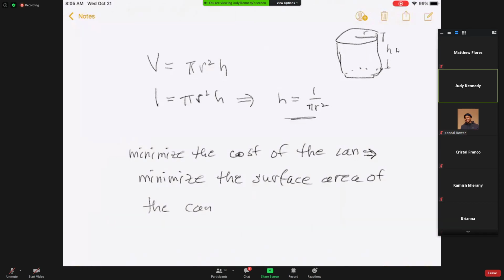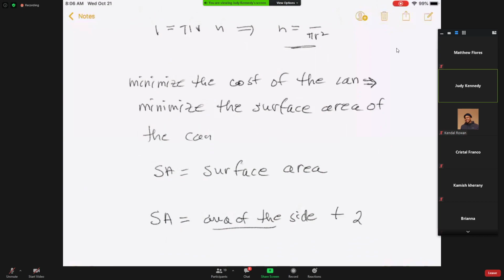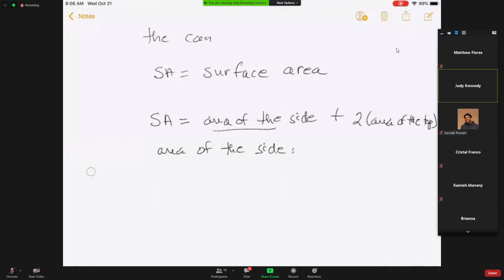So we need to know what the surface area is. I'm going to call it SA. And the surface area is the area of the side plus 2 times the area of the top, because the top and the bottom will have the same area. So what's the area of the side? That is going to be 2 pi r times h.